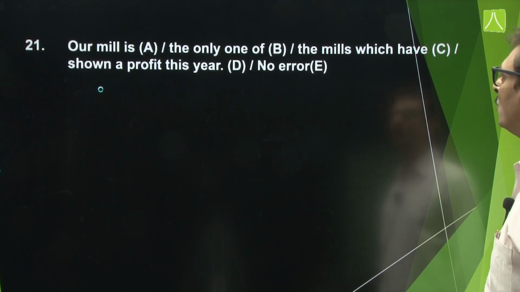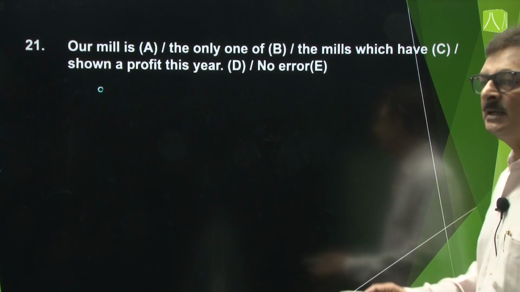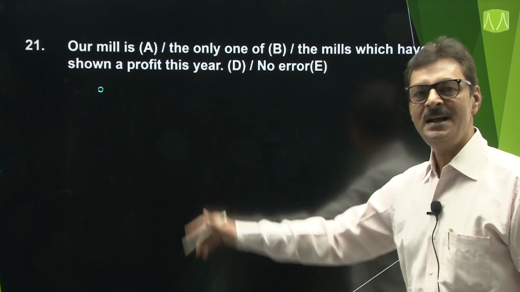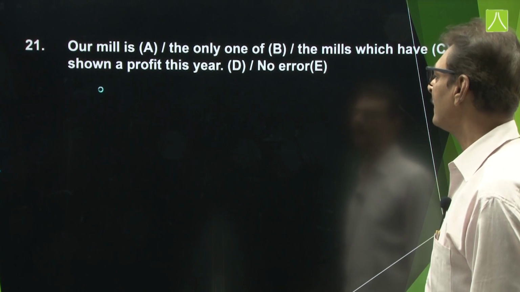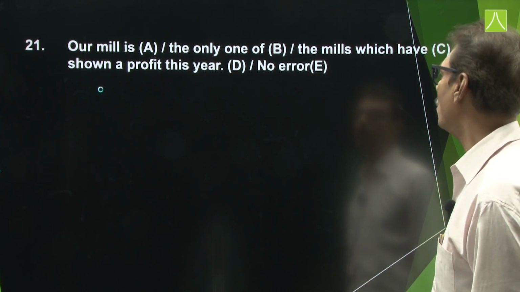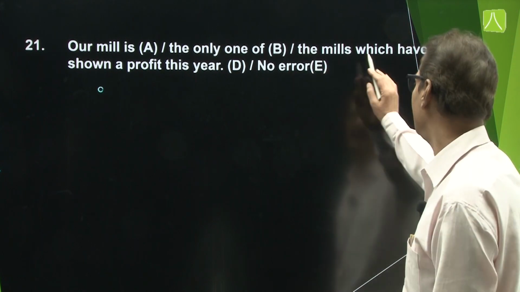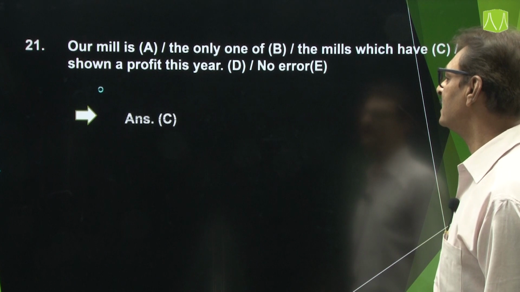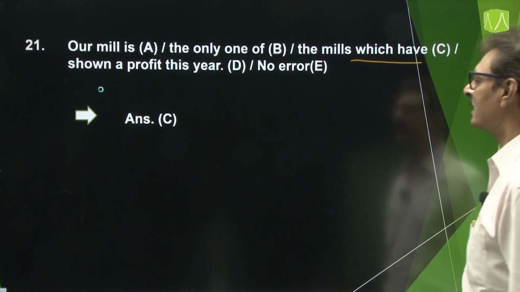Our mill is the only one of the mills which have shown a profit this year. A similar sentence. Quickly, where is the error? Identify it very quickly. Is the error in part A? No. Is the error in part B? No. One of is followed by plurals. Fine. No difficulty till here. Which have shown a profit this year. So where is the error in this sentence? The error is in part C.